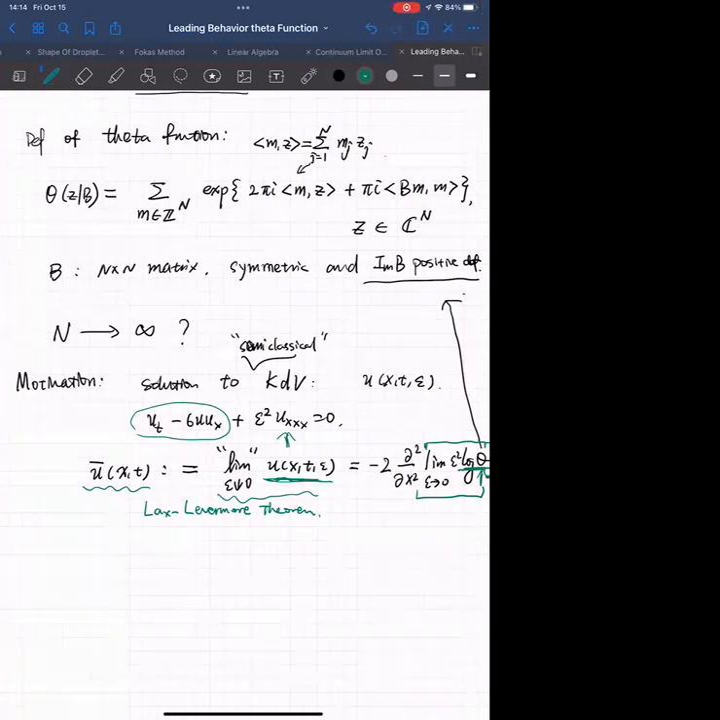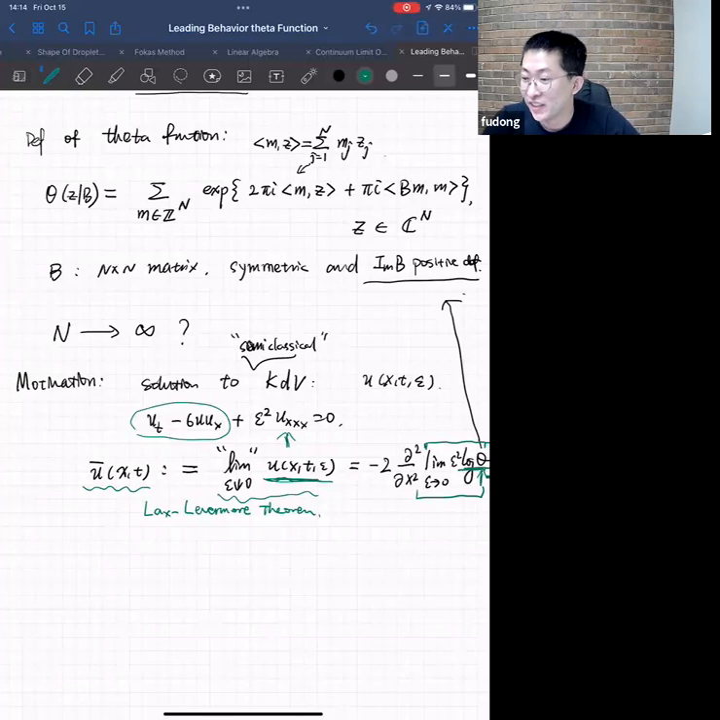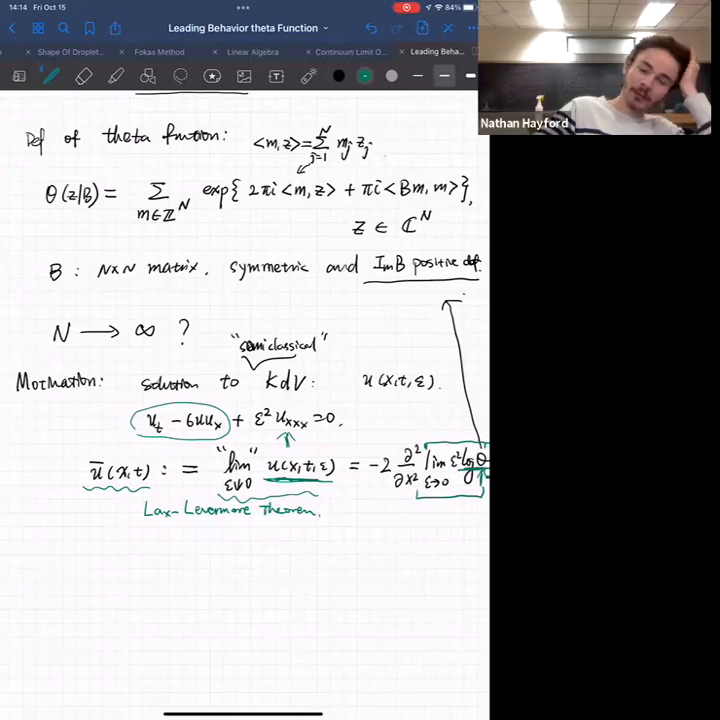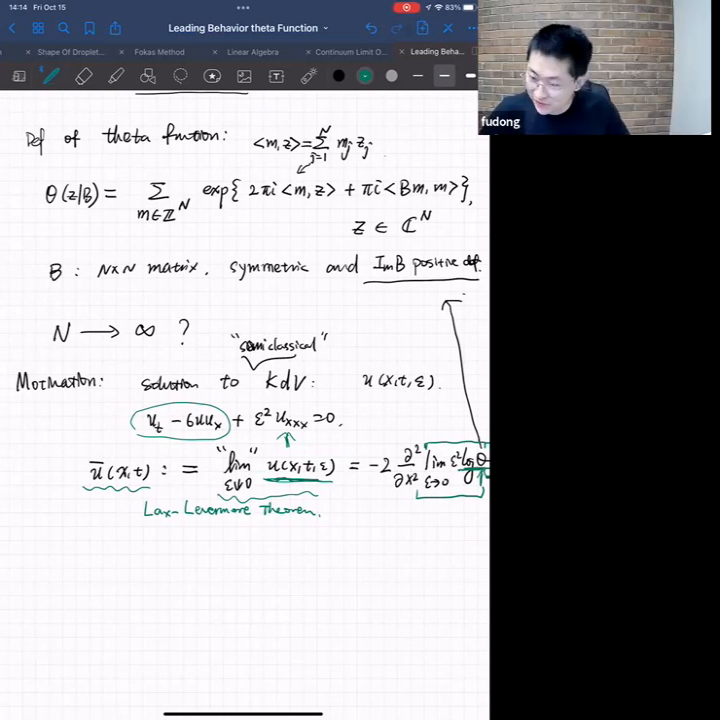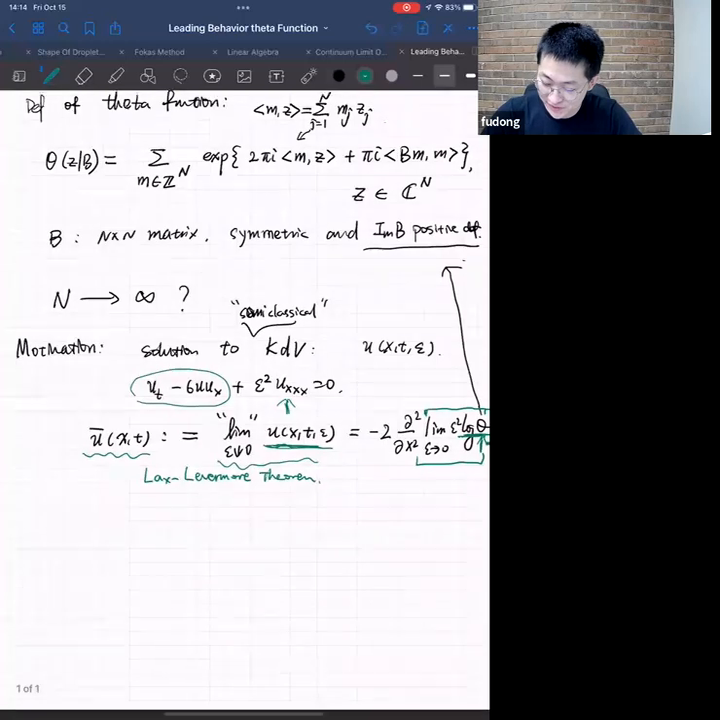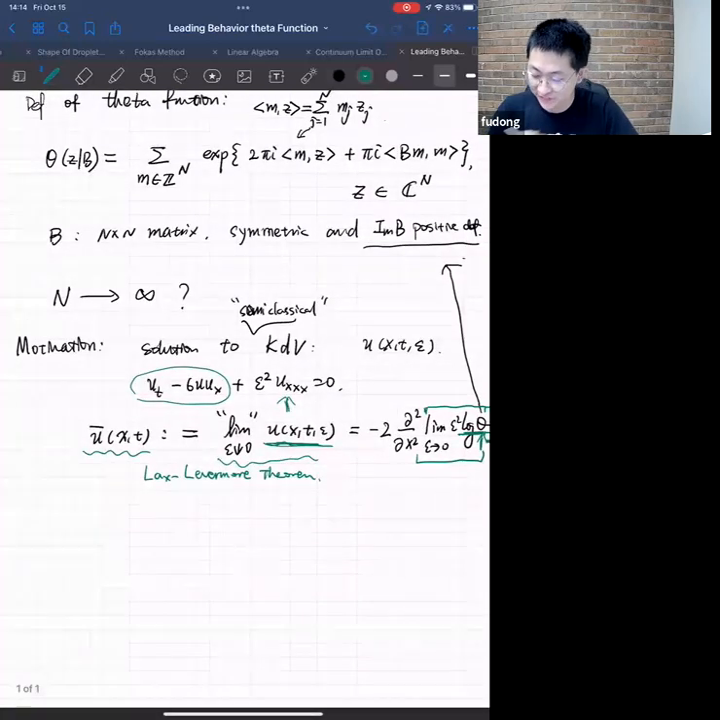So let me make sure I understand. Different choices of B will give you different choices of solutions. Depending on the initial data you're given for this zero dispersion KdV, or semi-classical KdV, you will get different Bs. But that's a part of the story you're trying to hide anyways, I think. The following will make it clear. So what is this theta function to this KdV?